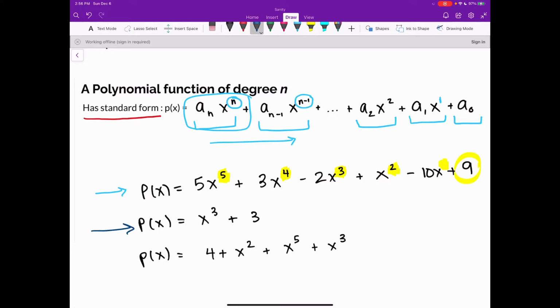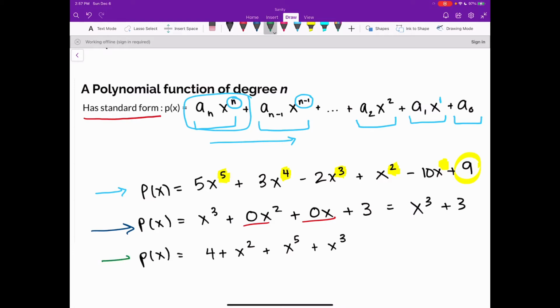The next one, p of x equals x cubed plus 3. Now, while it is missing an x squared and an x term, we could rewrite this as plus 0x squared plus 0x plus 3. It'd be the same thing as x to the power of 3 plus 3. So it's still in standard form, even though we're missing those middle 2 terms, just because they have a coefficient of 0. So they kind of disappear.